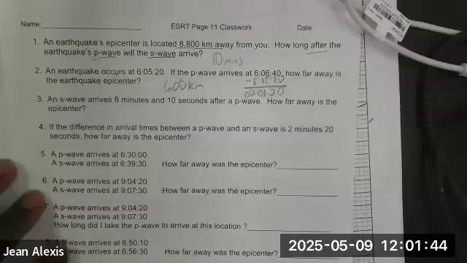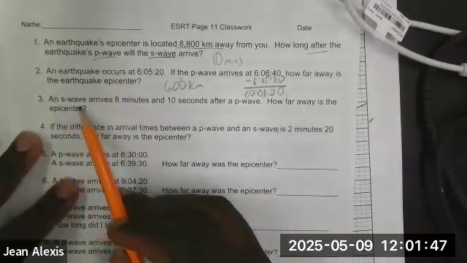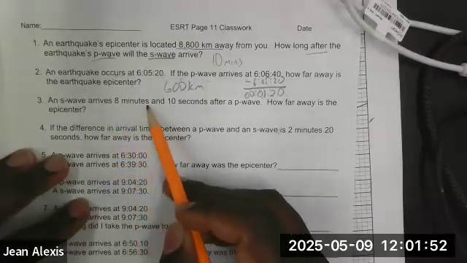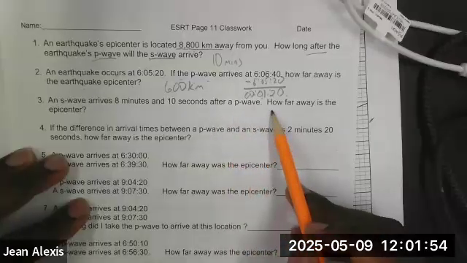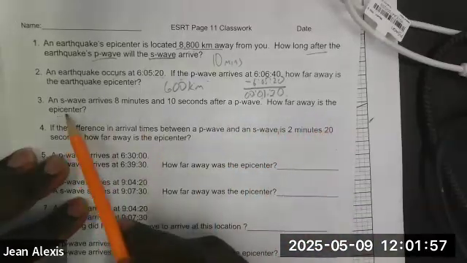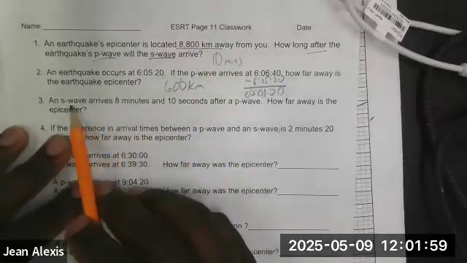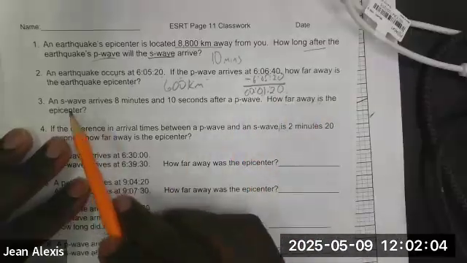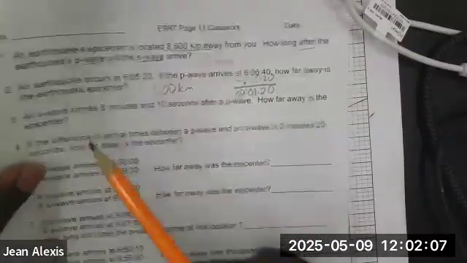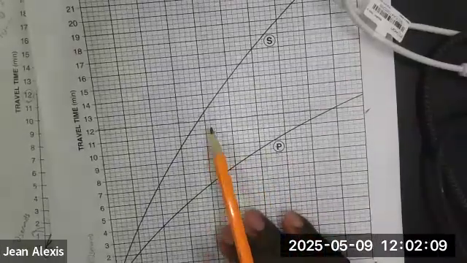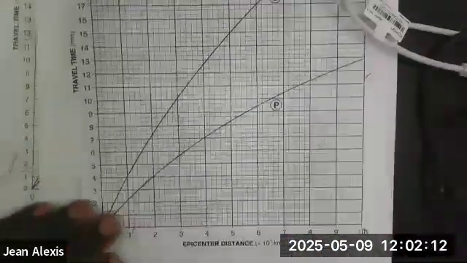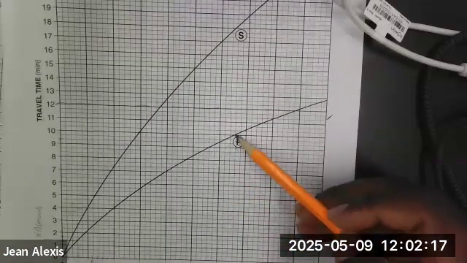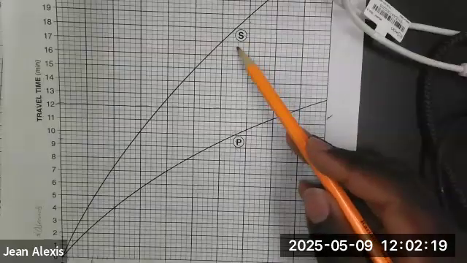All right, so we're looking at number 3. An S wave arrives 8 minutes and 10 seconds after a P wave. How far away is the epicenter? So we need to find a way to find my distance when the S wave arrives 8 minutes and 10 seconds later than the P wave.